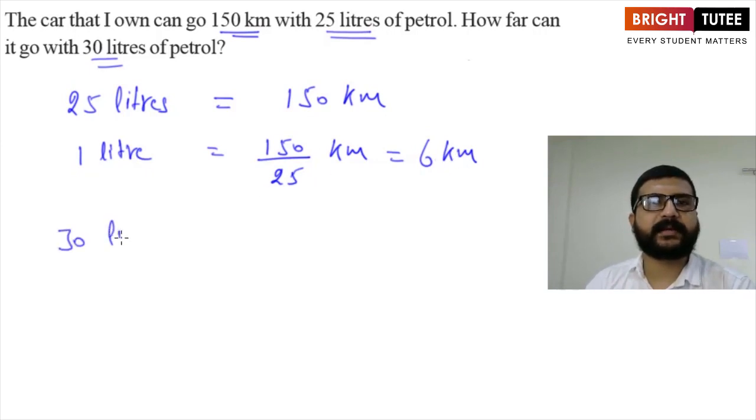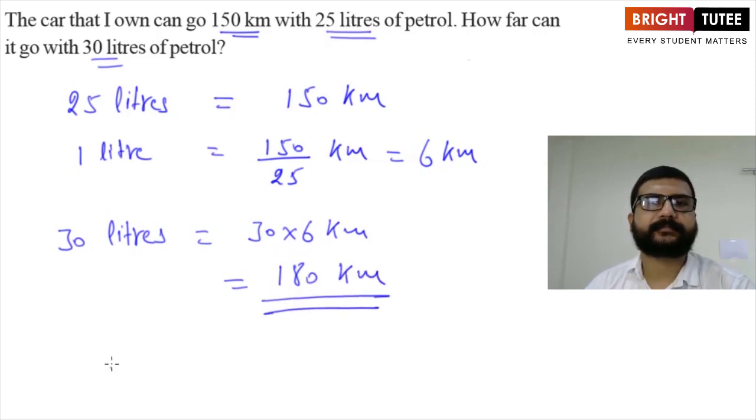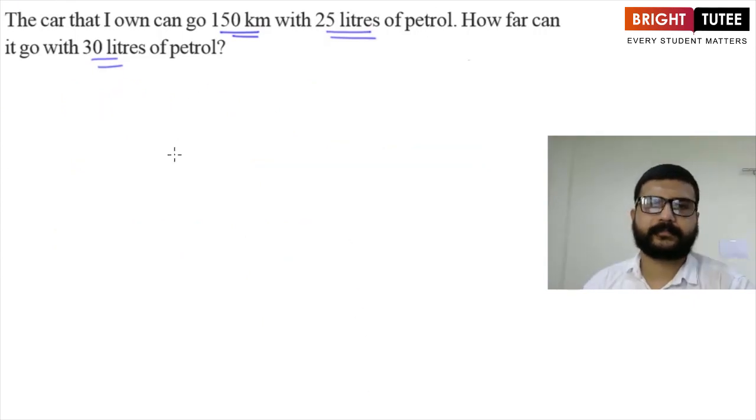Now what can you say about 30 liters? So in 30 liters it can go 30 into 6 kilometers, and this will be equal to 180 kilometers. So it means we are having in 30 liters it can go 180 kilometers. Now again, can we find this with ratio? Yes, we can do that. Now let's try to find the same question using ratio.